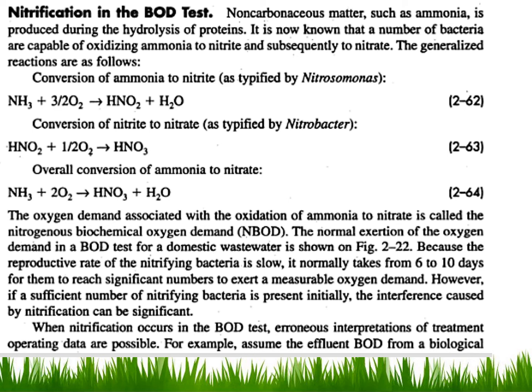If you see here, conversion of ammonia to nitrite is done by Nitrosomonas bacteria, NH3 being converted to nitrite. Now conversion from nitrite to nitrate is done by Nitrobacter. If you see here, this will lead to HNO3. The overall conversion of ammonia to nitrate is given this way.